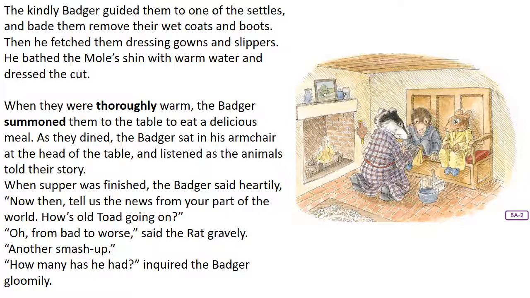As they dined, the badger sat in his armchair at the head of the table and listened as the animals told their story. When supper was finished, the badger said heartily, "Now then, tell us the news from your part of the world. How is old Toad going on?" "Oh, from bad to worse," said the rat gravely.